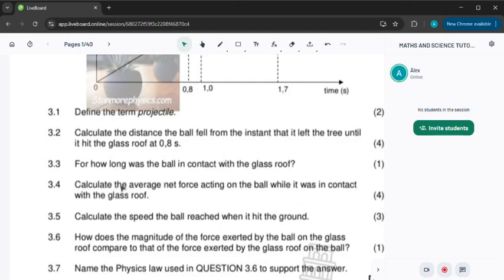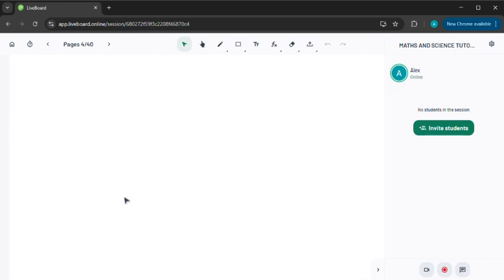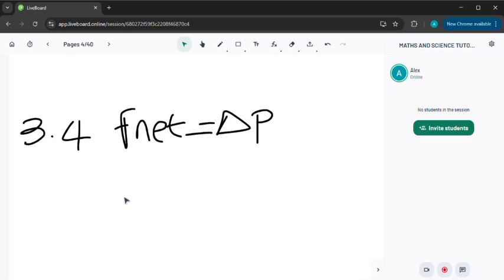3.4 says, calculate the average net force acting on the ball while it was in contact with the glass roof. So we are looking for the average net force acting on the ball while it is in contact with the glass roof. Which formula are we going to use here? Newton's second law in terms of momentum, right? Which says F net is equal to delta P over delta T.